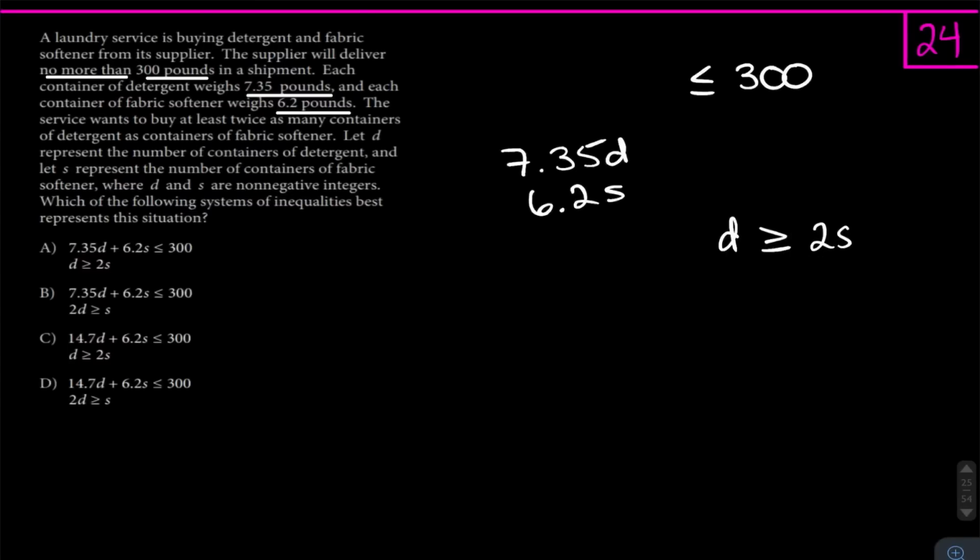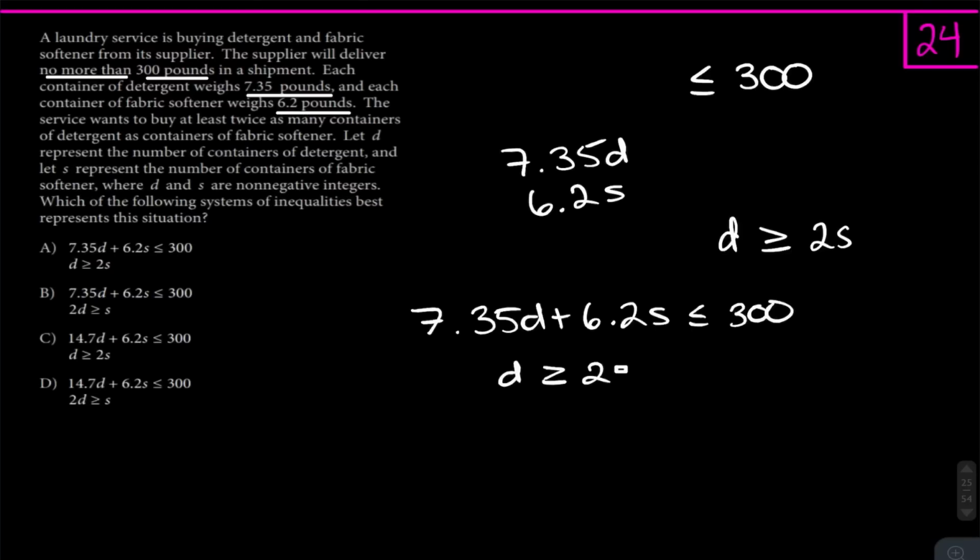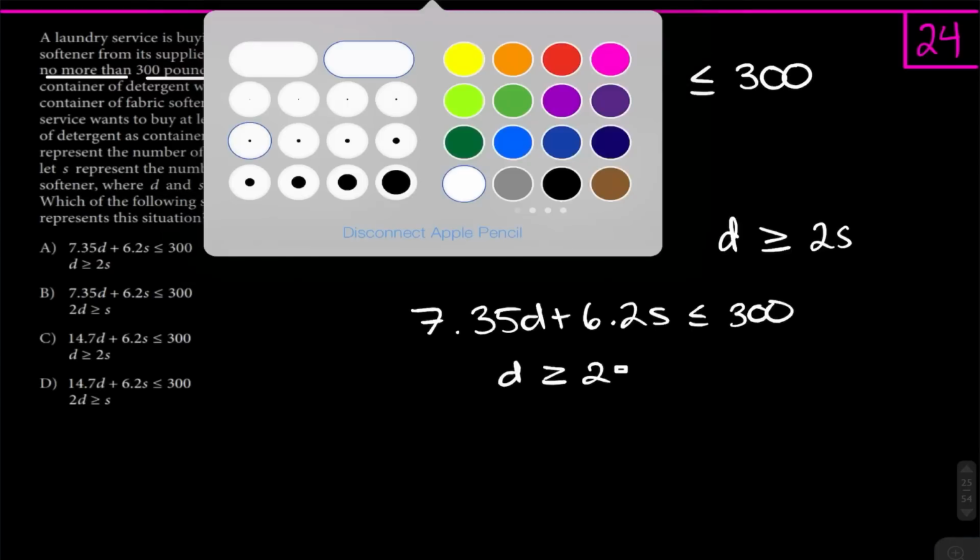So we have that, and really all we have to do here, to figure out the total pounds in the shipment is just add these two things, right? And so we get 7.35D plus 6.2S. Sorry if that looked like a 5, it's not. Is going to be less than or equal to 300. And we also have that D is greater than or equal to 2S. And that, my friends, is choice A.